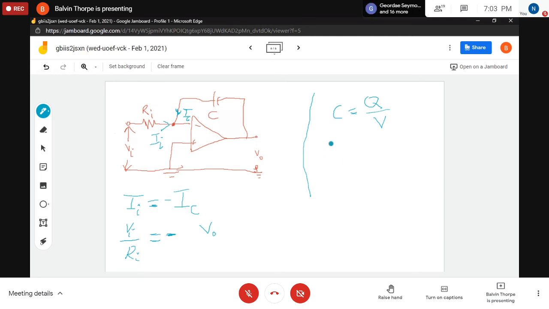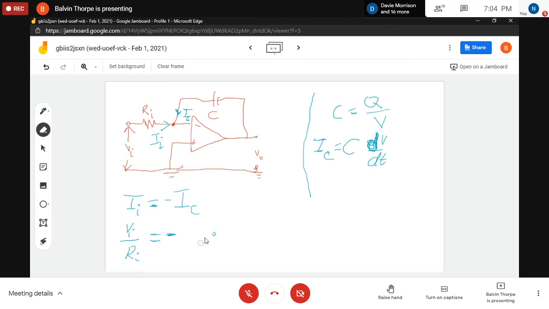Therefore, the current through the capacitor, IC, will equal the capacitance times the rate of change of the voltage. Because remember, the capacitor is charging, so the voltage across the capacitor is going to increase. That's why the capacitance is Q, the charge, over the voltage. And as I said, going back to network theory, the current through a capacitor is the rate of change of the voltage times the capacitance value.